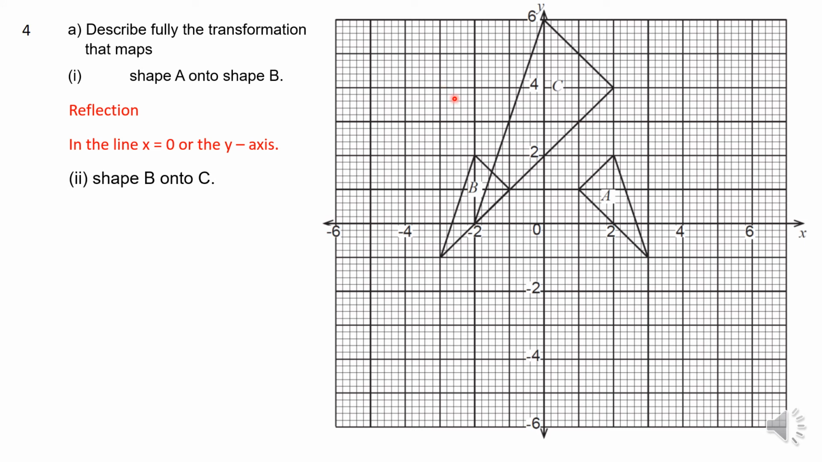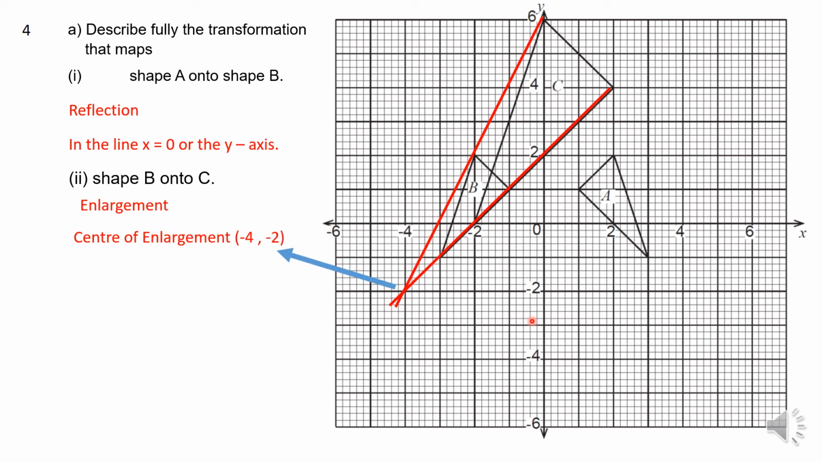Then you are supposed to describe fully the transformation that maps B onto C. Well, you can see it's an enlargement. It's quite straightforward. The next thing is to find the center of enlargement. So you can draw a line where you join the corresponding points, and then you realize they meet somewhere here. And that is the point (-4, -2). So that is the center of enlargement.